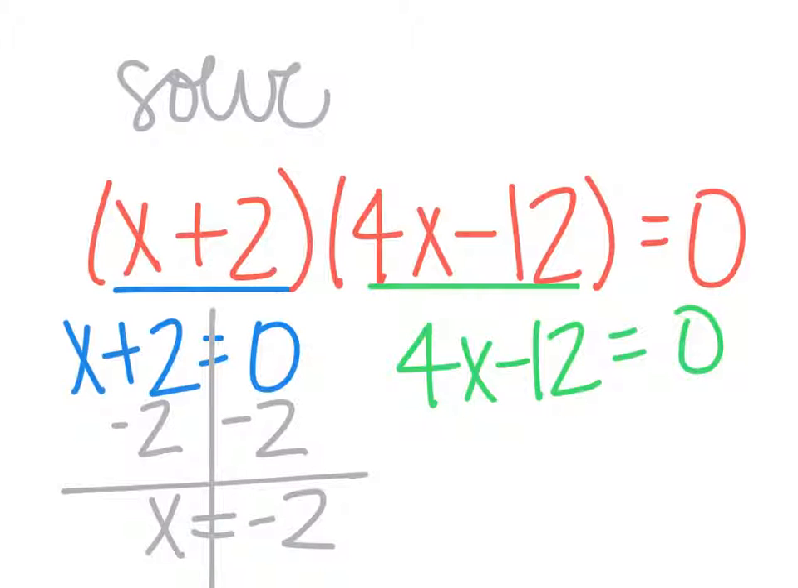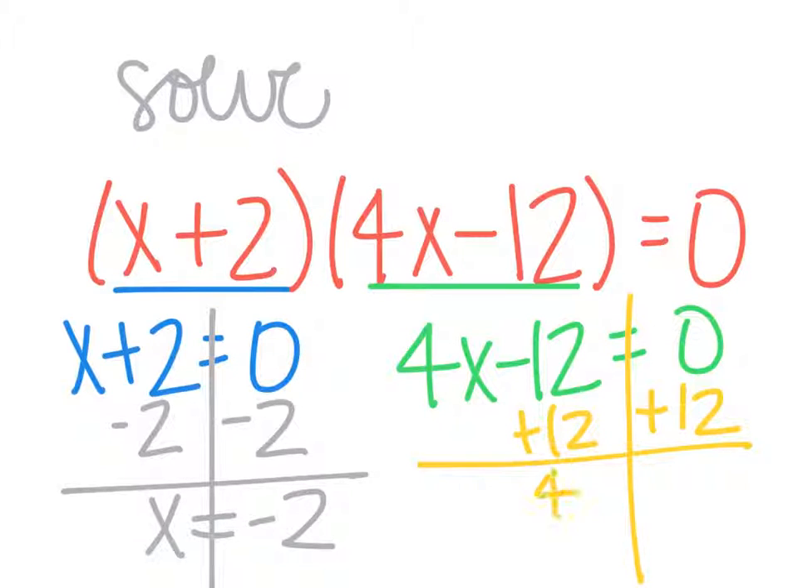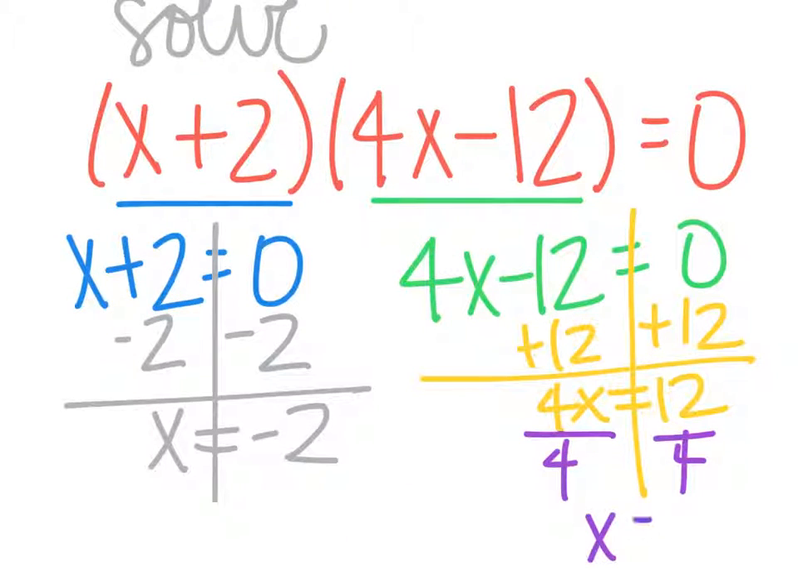I'm going to do the same thing for the other one. To get x by itself, I'm going to add 12 to both sides, and I end up with 4x equals 12. For my last step, to get x completely alone, I'm going to divide both sides by 4, and I end up with x equals 3.